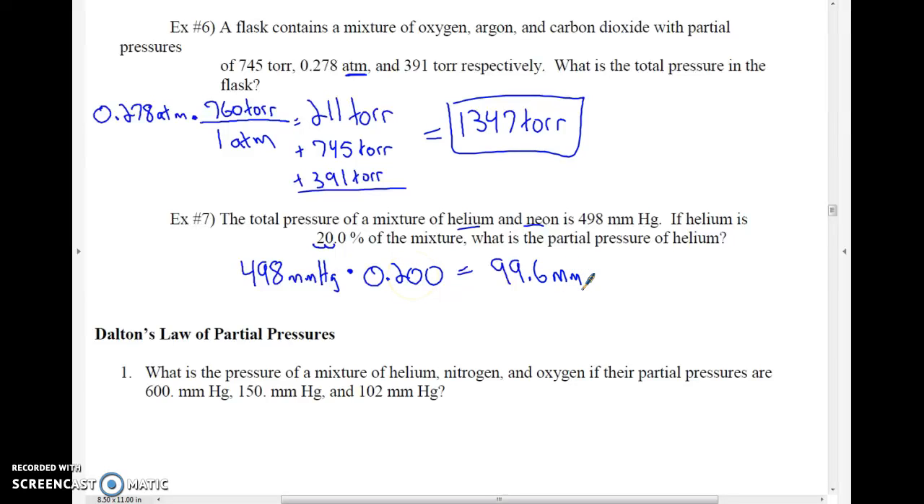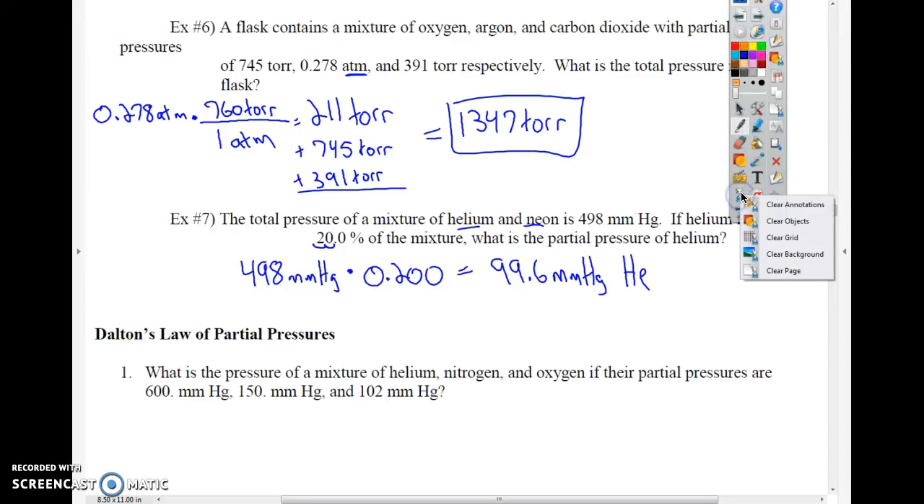You get 99.6 millimeters of mercury that goes along with the helium. Now this makes sense. This is only one of the gases in there, so neon must be making up the other 80%. And if we were asked to figure out neon, what we would see is that the pressure of helium plus the pressure of the neon would add up to this 498 millimeters of mercury for the total pressure. But since it's only asking us for helium, I'm just going to stop there.